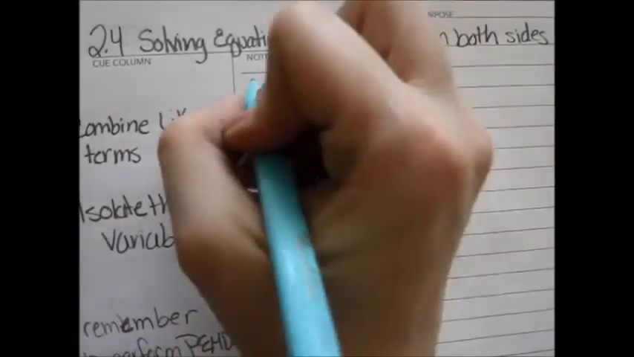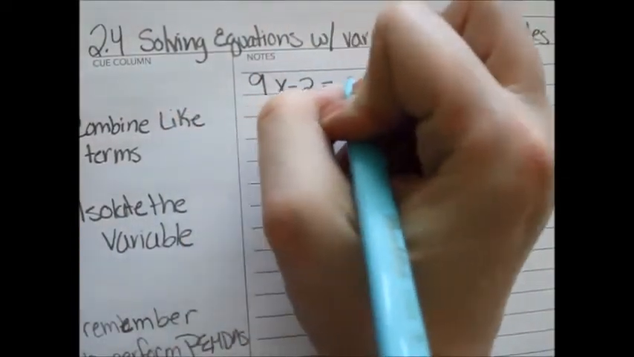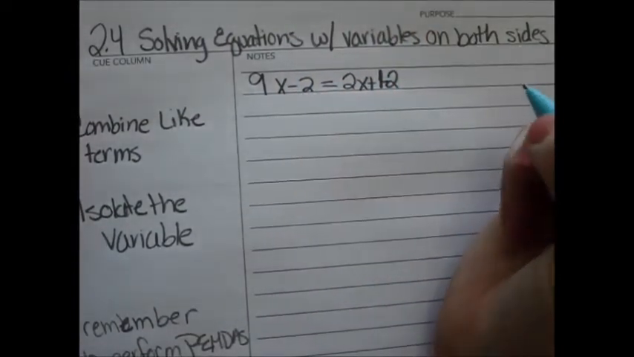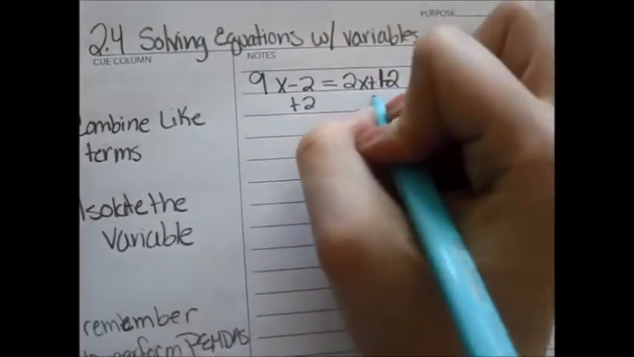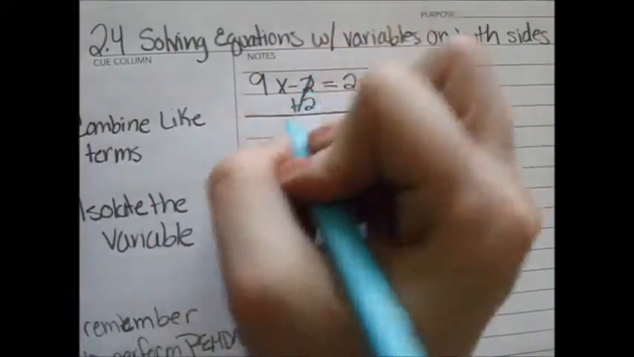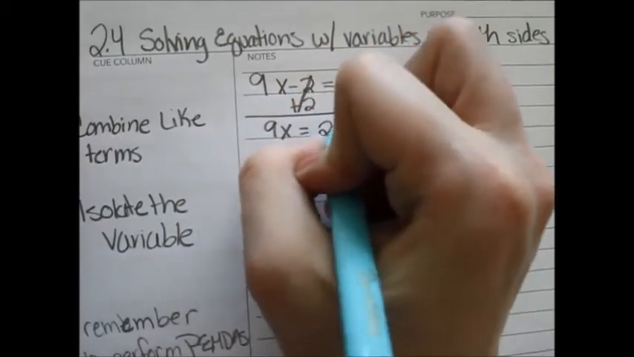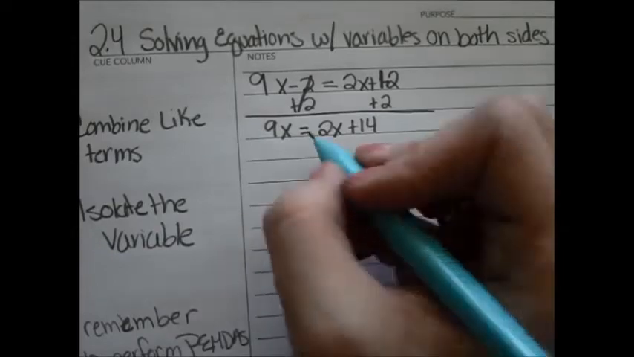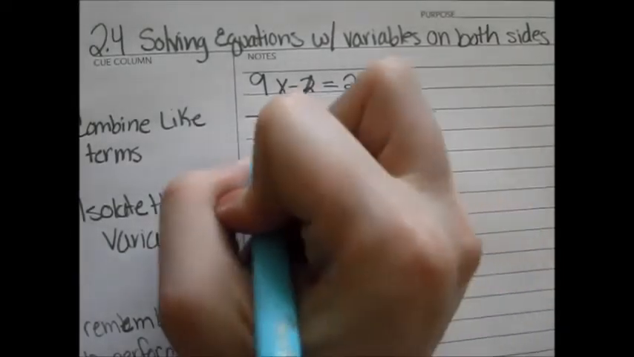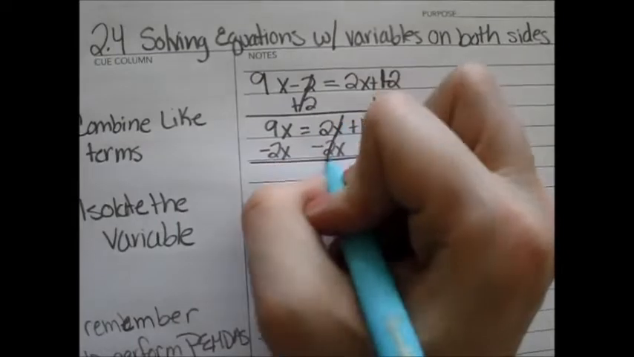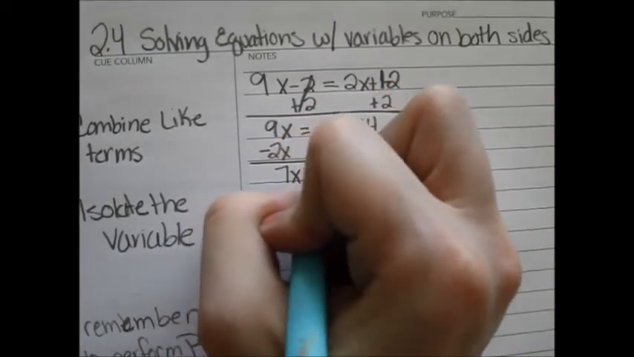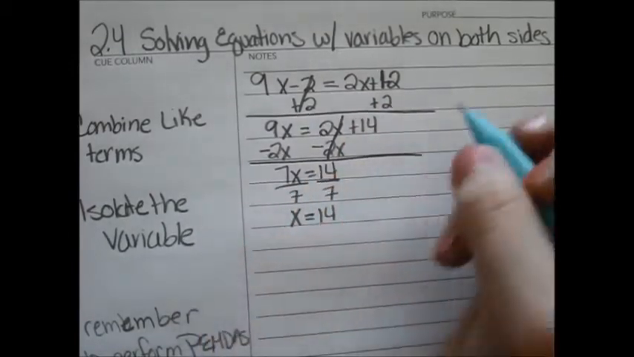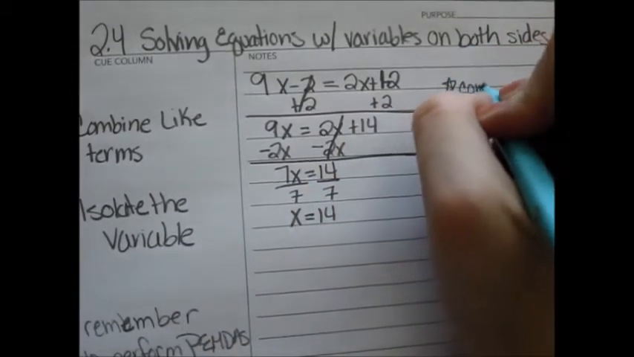All right, let's do our first example now that I've zoomed in. We have 9x minus 2 equals 2x plus 12. First thing I want to do is combine like terms. So I'm going to add 2 to both sides. That's going to give me 9x equals 2x plus 14. Then I'm going to combine my x's to the other side because I added my numbers on the right. So I'm going to subtract 2x from both sides. And I'm going to end up with 7x equals 14. Now I'm going to isolate the variable by dividing by 7 on both sides, and I get x equals 2.